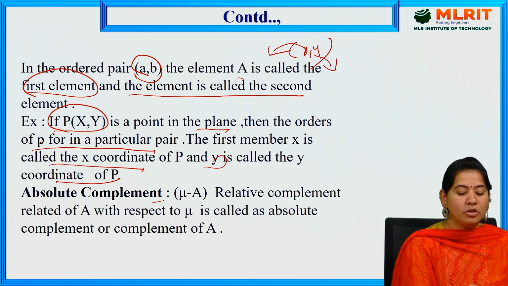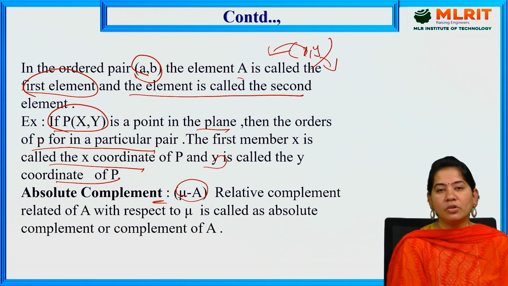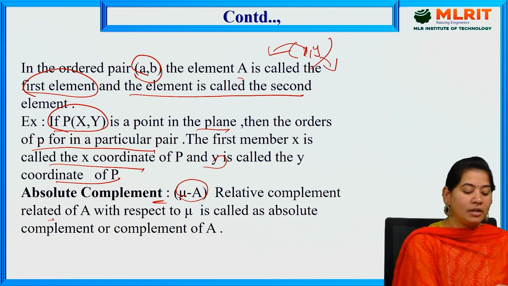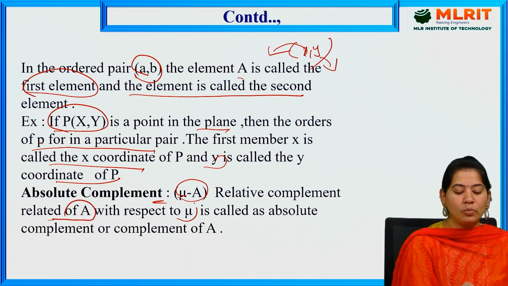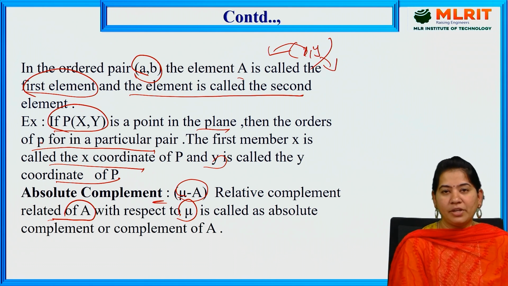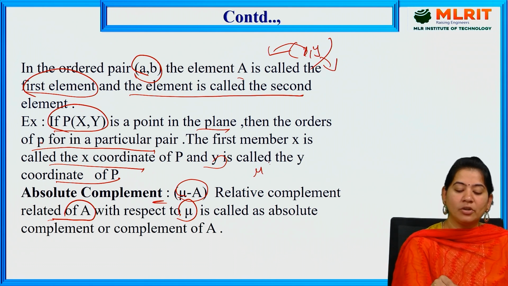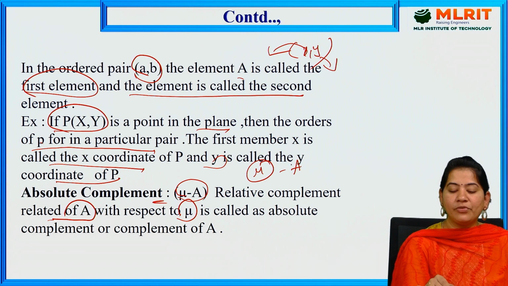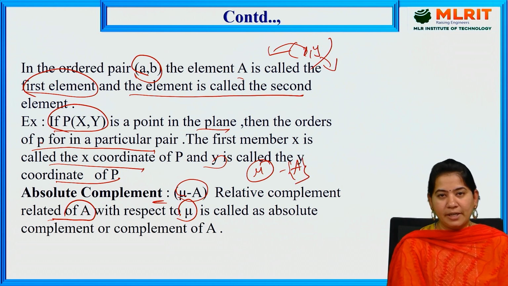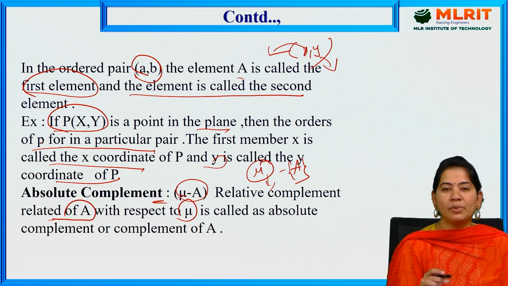Next we have the absolute complement, with the formula μ minus A. The relative complement of A with respect to μ we can call the absolute complement, or complement of A. Here μ is the total set of elements, so if you remove the elements of set A from it, you get the absolute complement. μ is the universal set here.